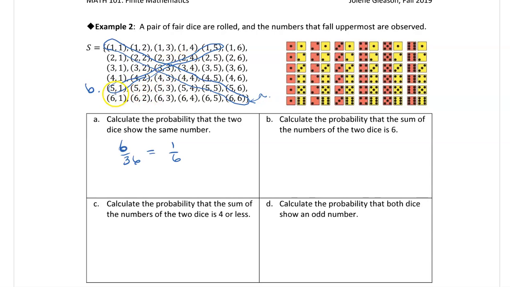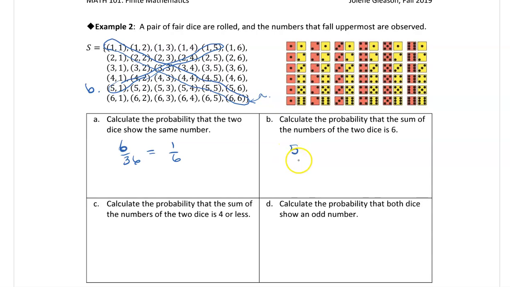The event of rolling a 6 could be 5 and 1, 4 and 2, 3 and 3, 2 and 4, 1 and 5. So that's the event of rolling a 6, and we have 1, 2, 3, 4, 5. Five simple events that we could break that down into. So our probability is going to be 5, well, it would be 1/6 plus 1/6 plus 1/6 plus 1/6 plus 1/6, right?